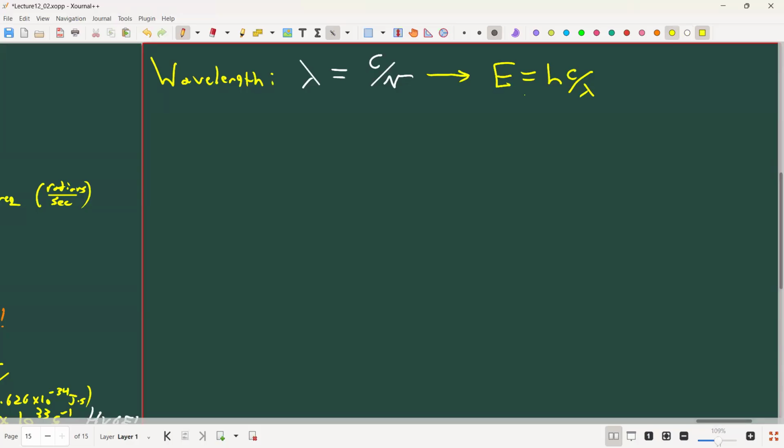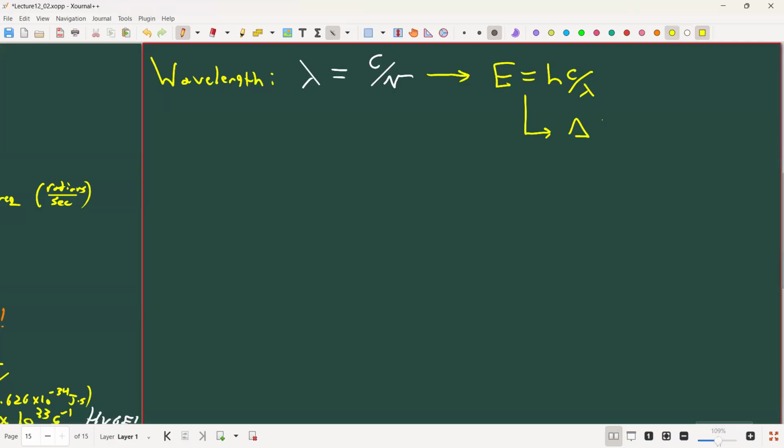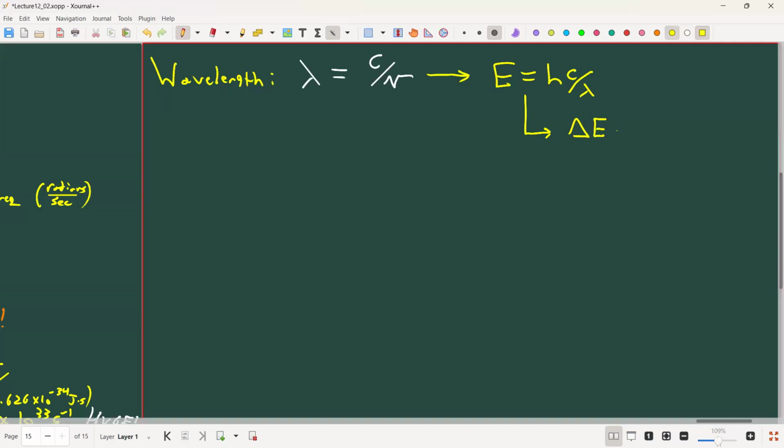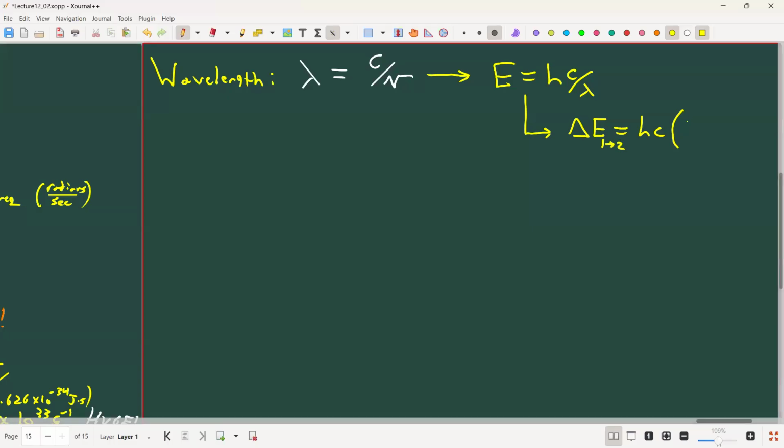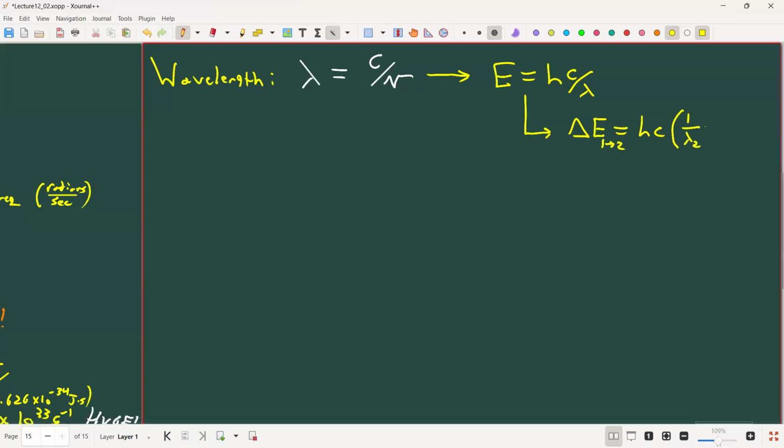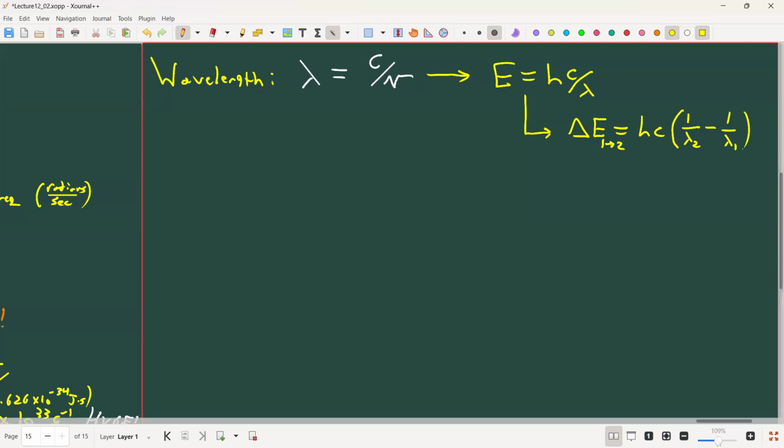So we can also then say that the change in energy between 2 states is equal to hc times 1 over lambda 2 minus 1 over lambda 1. So this is an inverse scale for energy. As wavelength gets longer, energy goes down and vice versa.